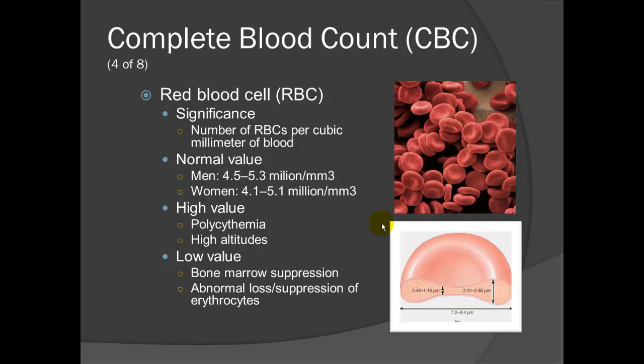Red blood cell: the number of red blood cells per cubic millimeter of blood. Normal value is 4.5 to 5.3 million per millimeter cubed. In women, 4.1 to 5.1 million per millimeter cubed. High value, polycythemia, and high altitudes. If you're at high altitudes, like you're a Sherpa, and you stay at high altitudes for a very long time, your body's going to actually develop more red blood cells so that you can carry more oxygen. A low value, bone marrow suppression, or abnormal loss or suppression of erythrocytes.